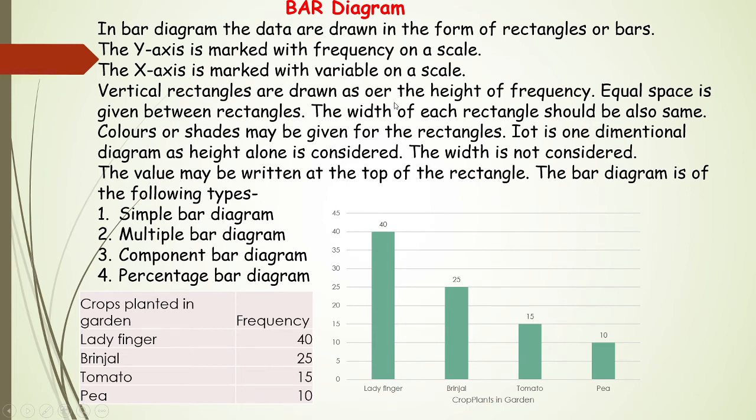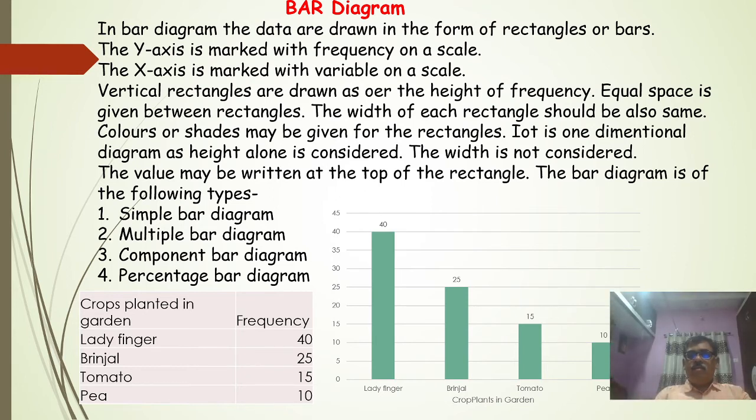Vertical rectangles are drawn as per the height of frequency. Equal space is given between the rectangles. The width of each rectangle should also be the same. Colors or shades may be given for the rectangles, and it is a one-dimensional diagram as height alone is considered. The width is not considered. The value may be written at the top of the rectangle.